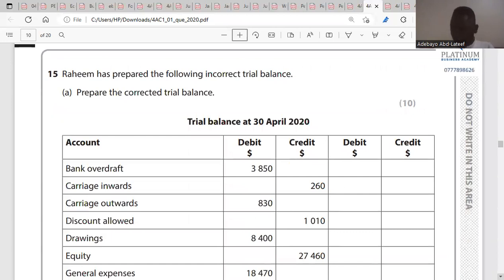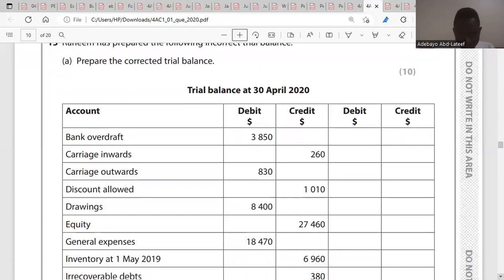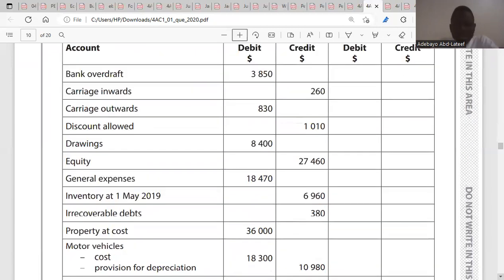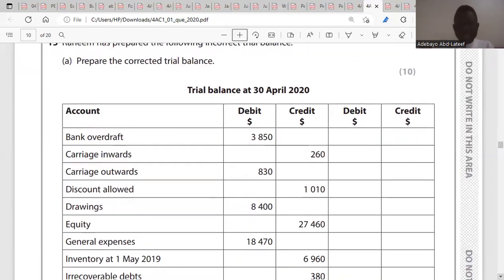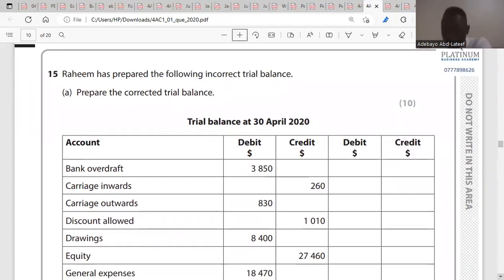Now we go to question 15. This is a trial balance. So you have the trial balance. What you are supposed to do here is to prepare a trial balance. You have the debit side and the credit side. So for each transaction, you have to state which one is supposed to be on the debit side and which one is supposed to be on the credit side. Are you with me?